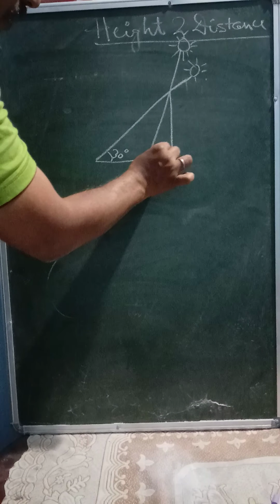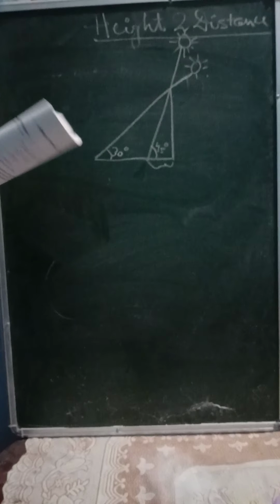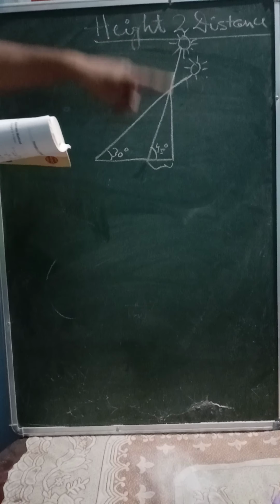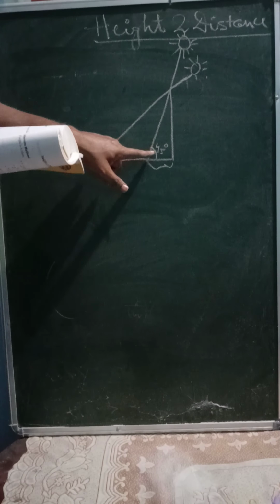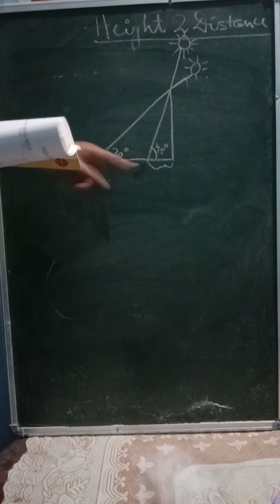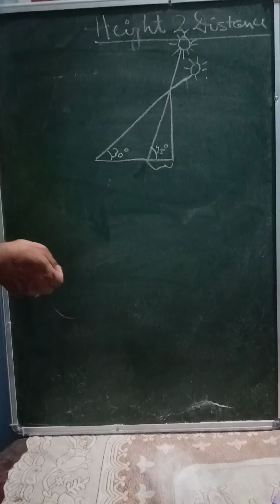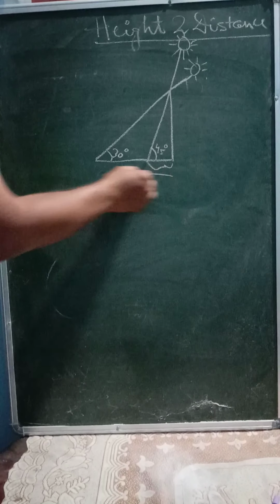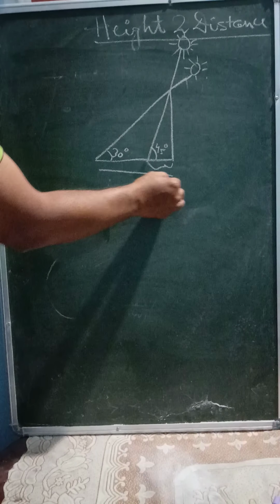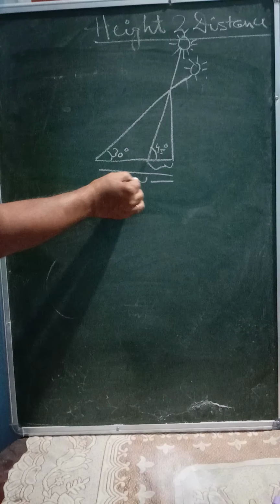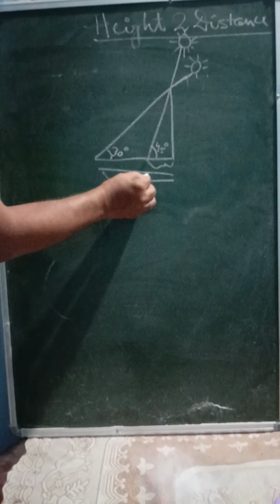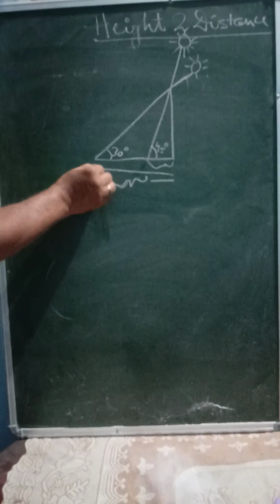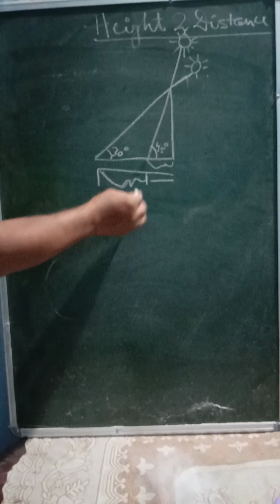So it will be 45 degree. So when the sun's altitude becomes more, from 30 degree to 45 degree, then the difference between the shadows, this was the earlier shadow, this was the later shadow. So this is the difference between the shadows, from this point to this point.